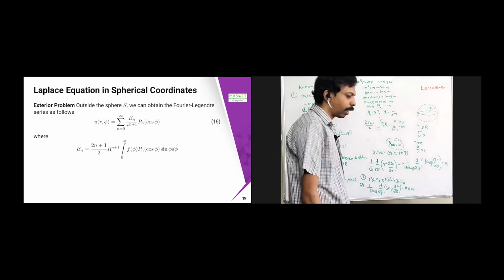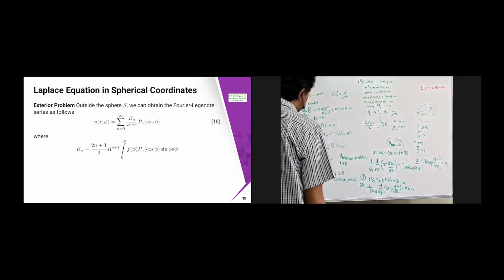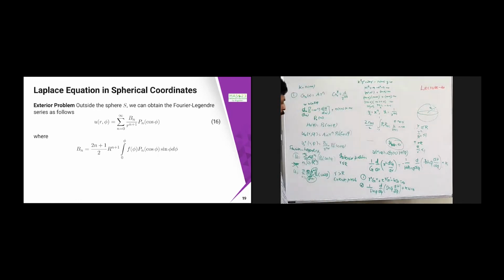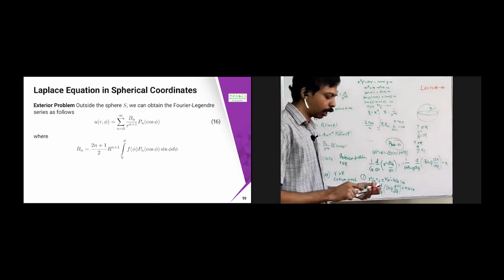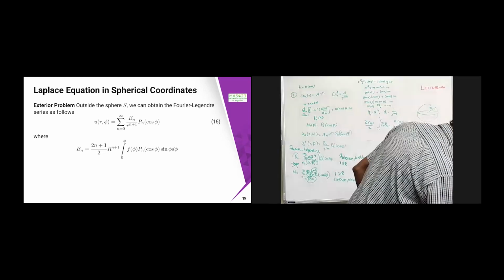So that's the reason we are splitting it into two problems: one is called the interior problem, another is the exterior problem. The interior problem is going to be bounded, it is going to be a solution. For the exterior problem, meaning r greater than R, this is going to be unbounded. That's the reason we are splitting it into an interior problem and an exterior problem.